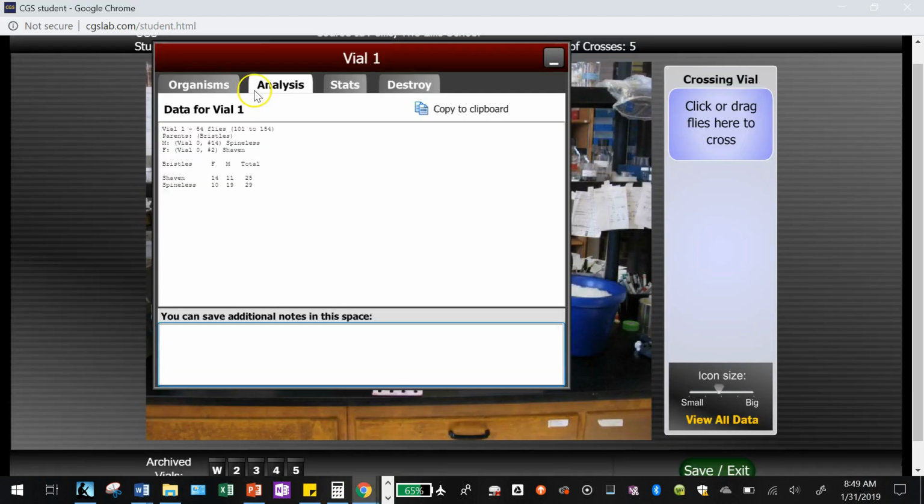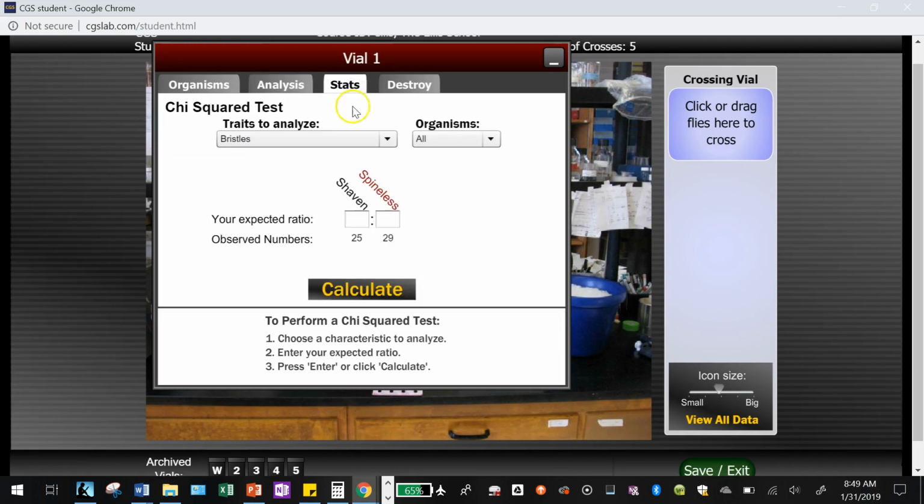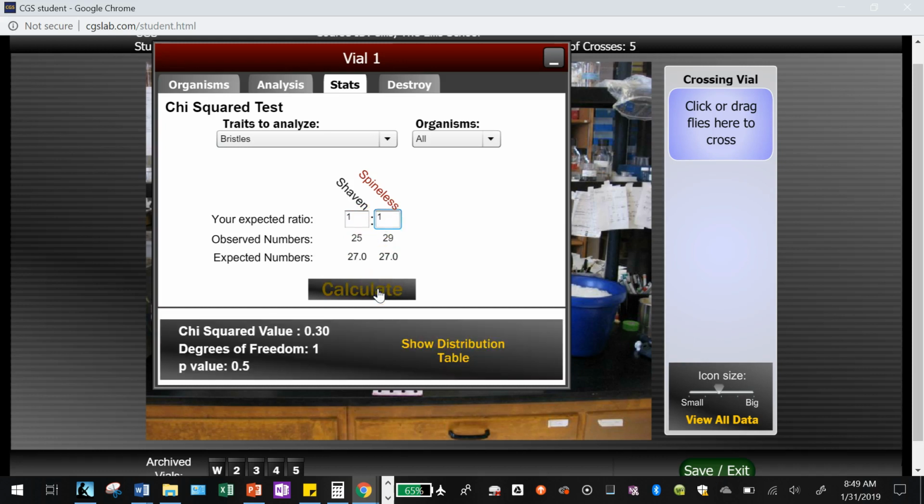So if I wanted to do my stats and do my chi-squared, looking at this, I would guess this is probably about a 1-to-1 ratio, which I can calculate. It'll give me these values. So I have a chi-square value of 0.3, degrees of freedom of 1, p-value of 0.5.